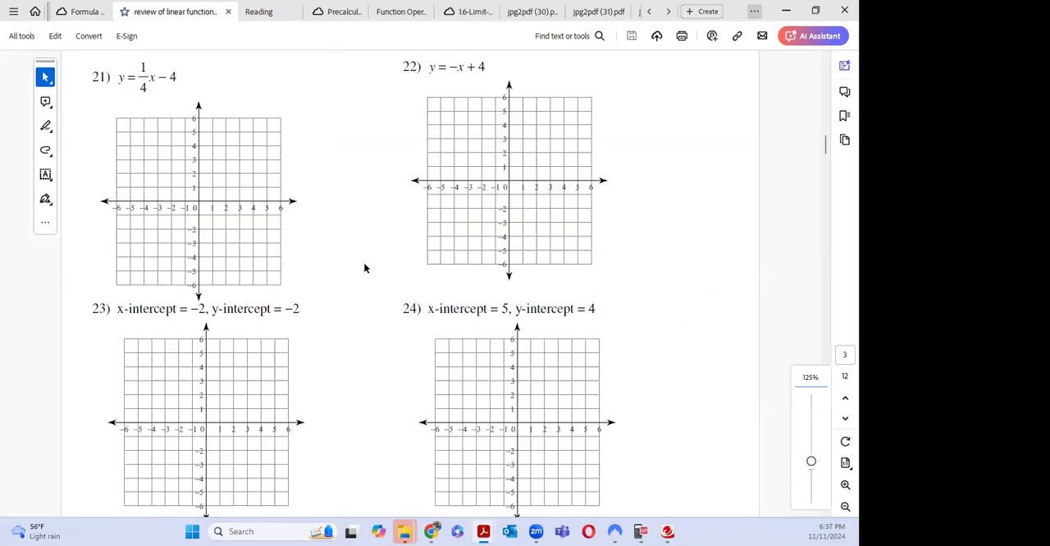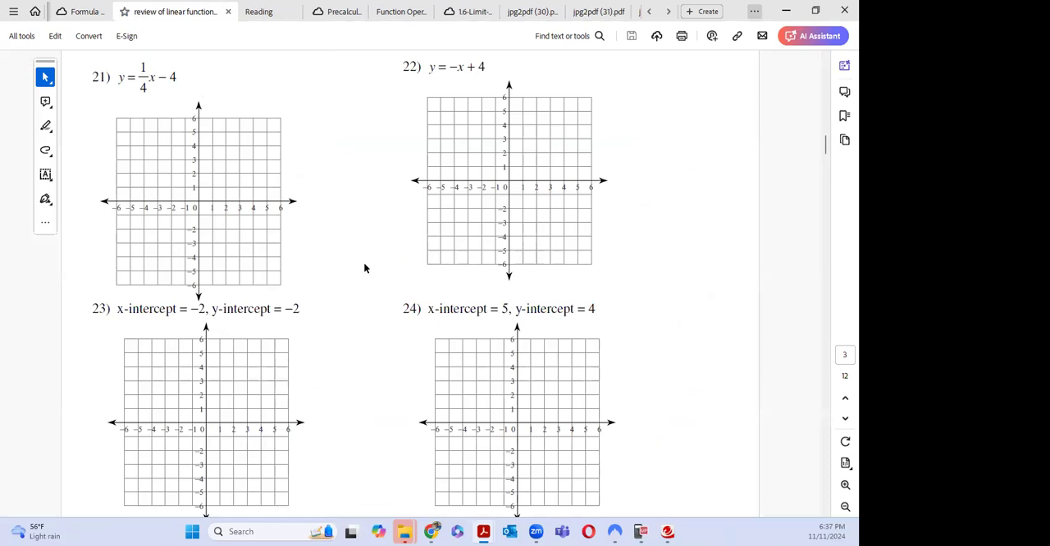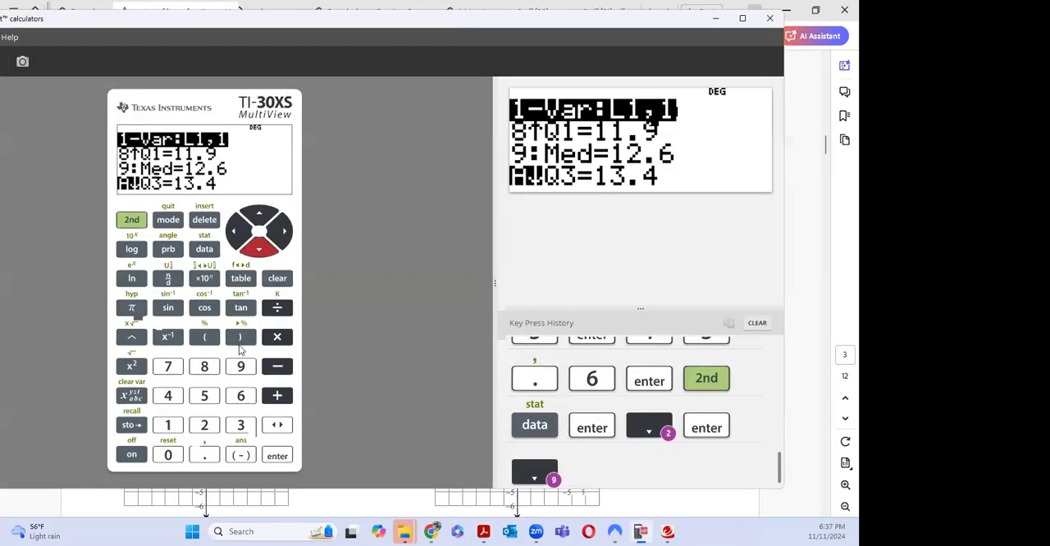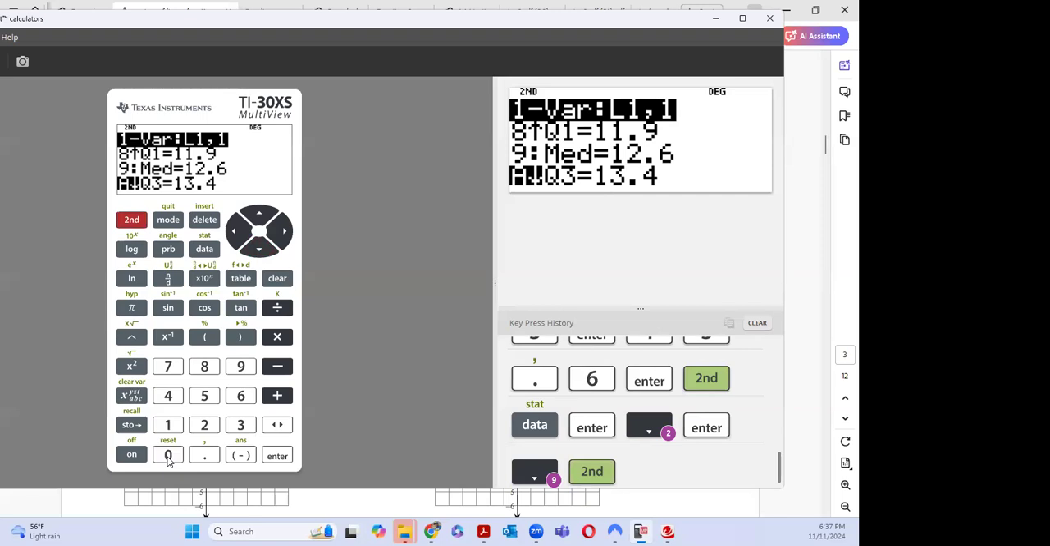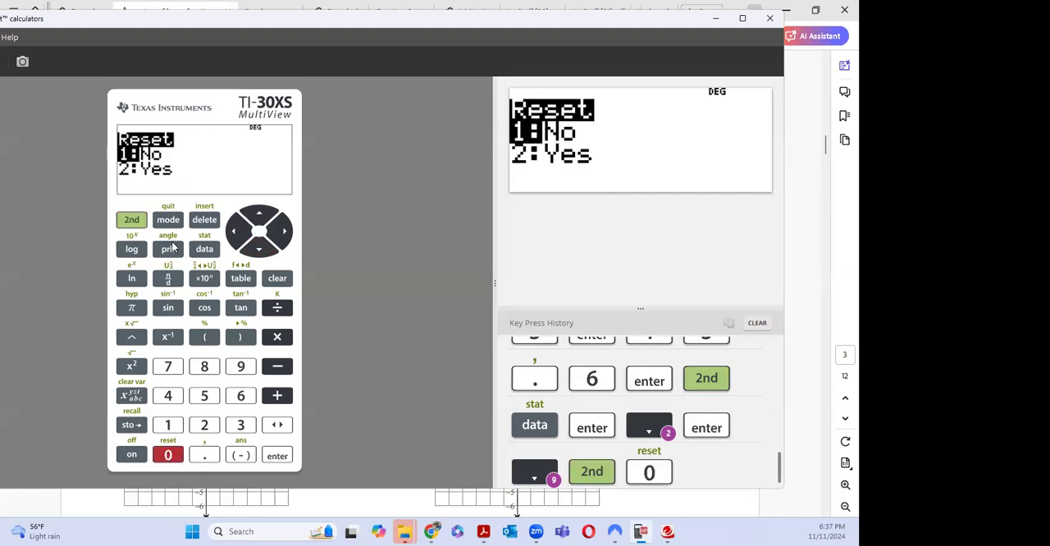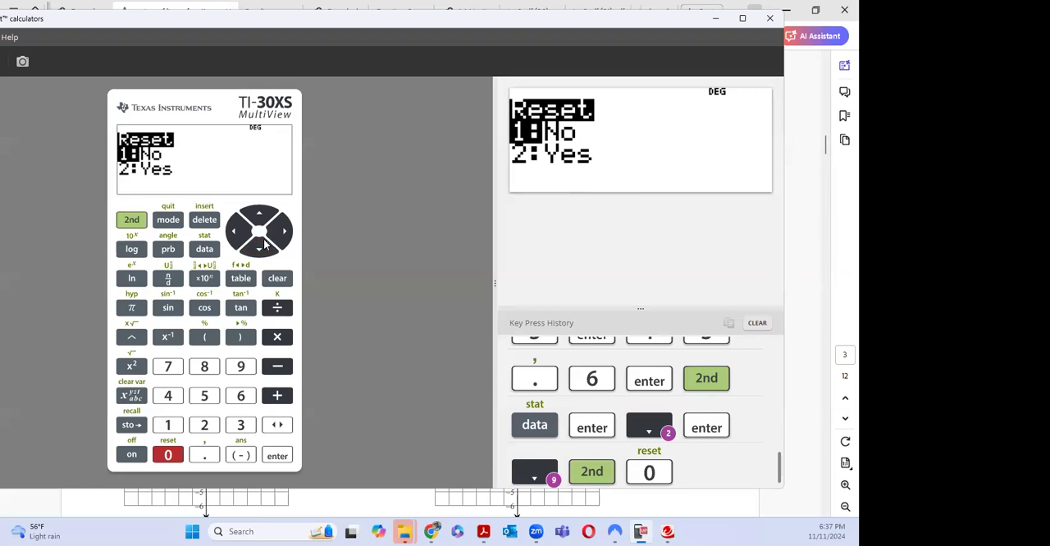Say that again. I still didn't get it. Get what? I pressed reset, second and then enter, and it didn't budge. Hold on. So second, I didn't say second and enter. It's second, then hit 0. Okay. It says reset. You should see reset. You see reset on your screen?